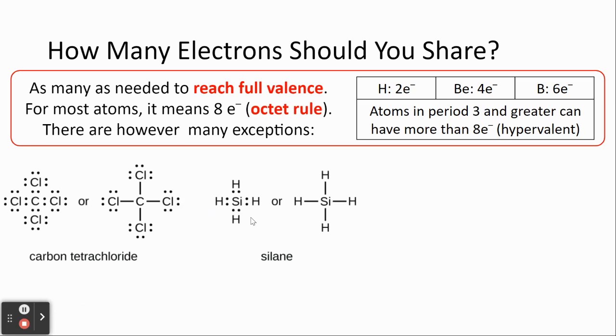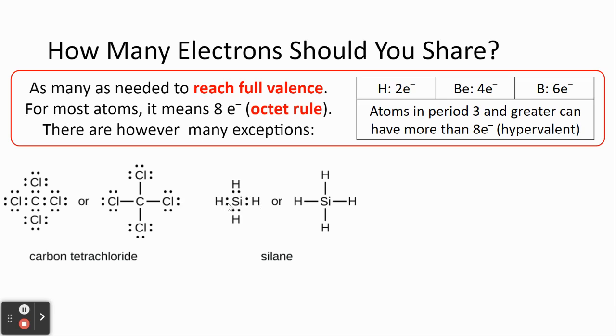Now, let's say we look at silane, okay? It contains silicon and 4 hydrogens. So silicon has 4 valence electrons. Each hydrogen has 1 valence electron, and there are 4 of them. So that means we've got a total of 8 valence electrons. Silicon would go in the center. Our 4 hydrogens would go around the silicon.